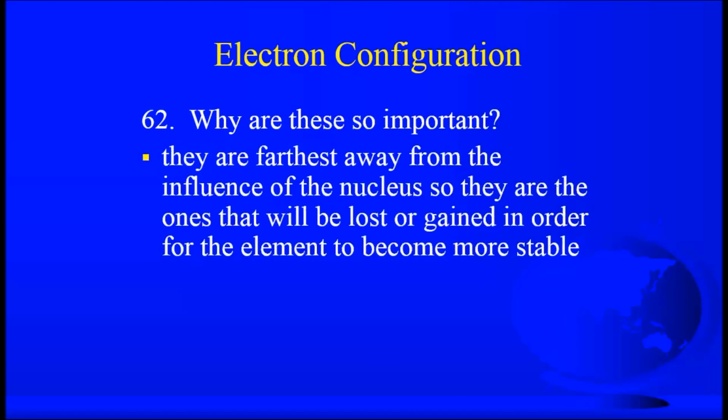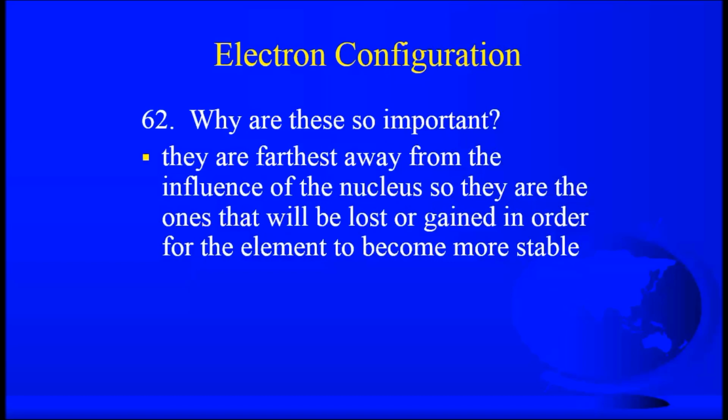All right. So, why are these so important? Because they're the ones who are the farthest away from the nucleus. They're the ones who are the most likely to get lost or gained. They are the fuzzy, sweet, peachy goodness of the atom. So they're the ones who are most likely to be eaten. Not the D's, not the F's, it's the S and P electrons.